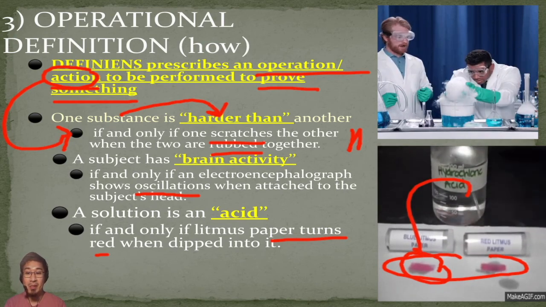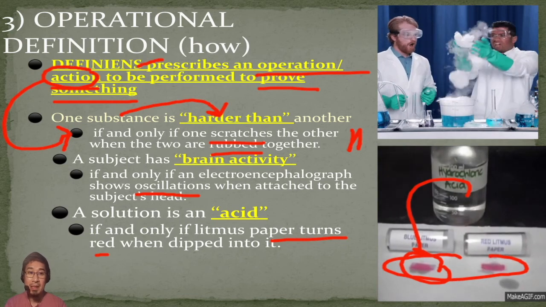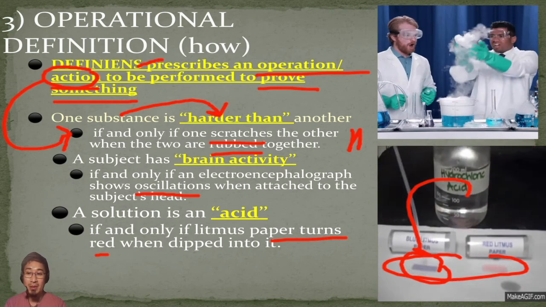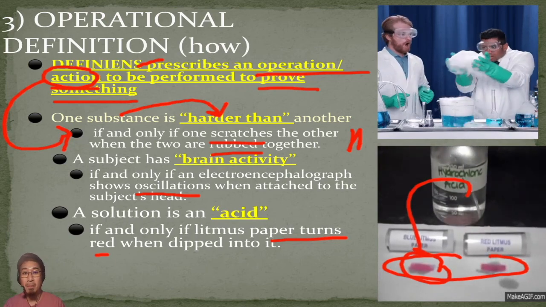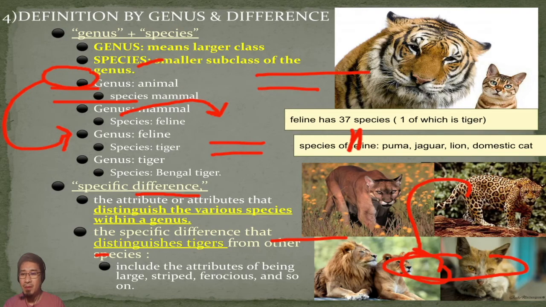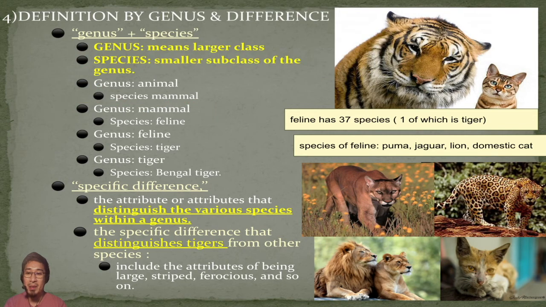Okay, so ibig sabihin in the definitions, makikita natin na meron tayong action na ginagawa to prove something and to justify the essence of the definiendum. Next, definition by genus and difference. So in this case, the difference of genus and difference dun sa subclass na minention natin kanina is the specific difference. Okay, tingnan natin dito.